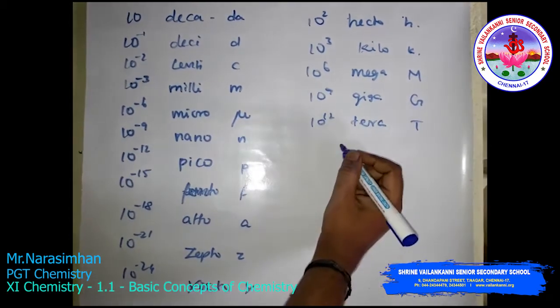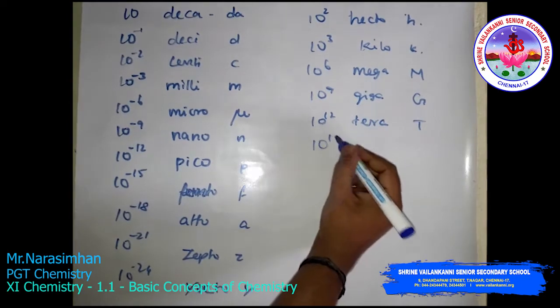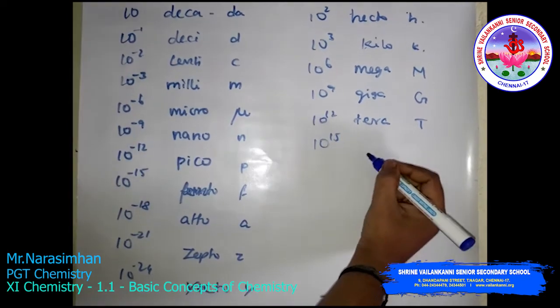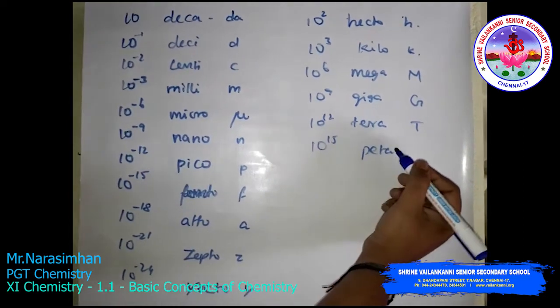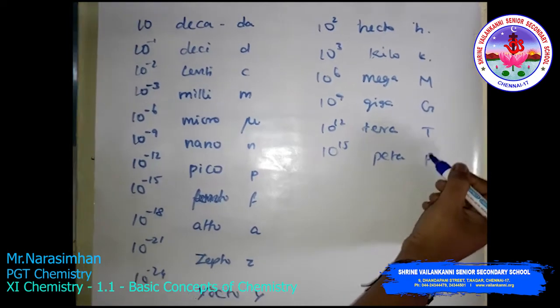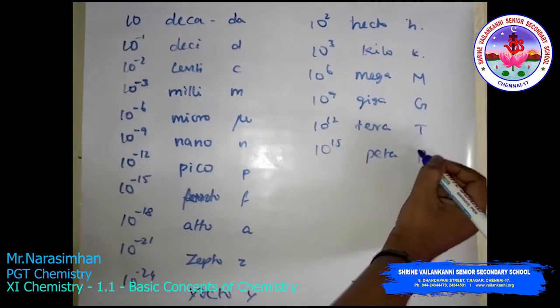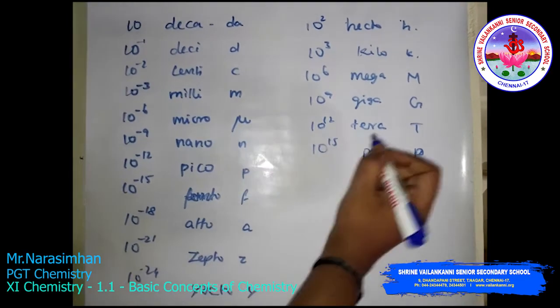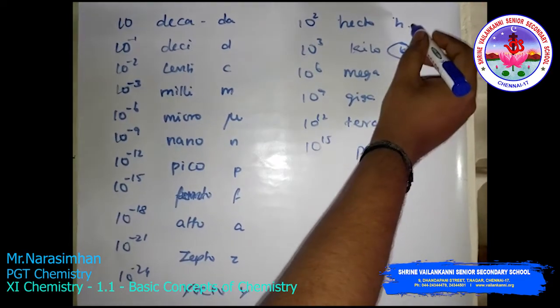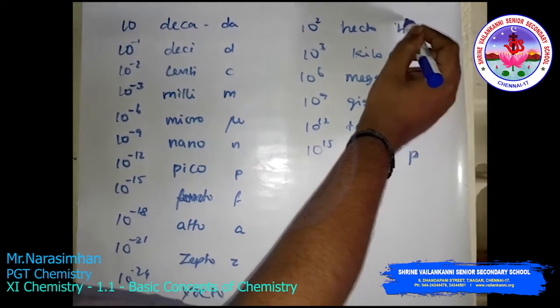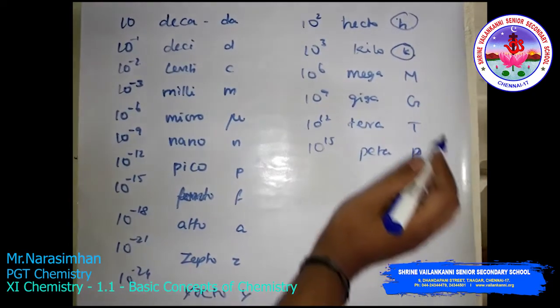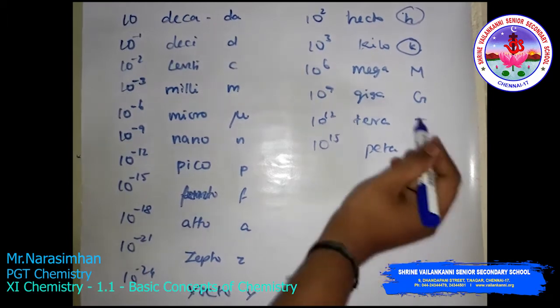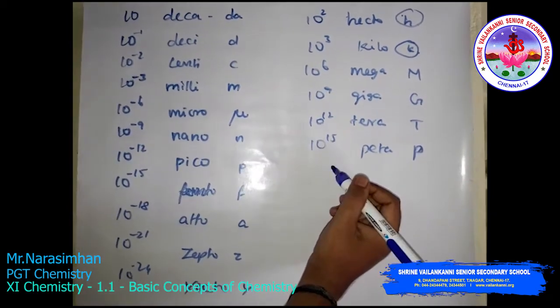Symbol is T. And 10 power 15 is peta, symbol P. This is capital. All these are capital letters, for example, kilo is a small letter and hecto is a small letter. The remaining ones are from here itself, all capital letters using uppercase.